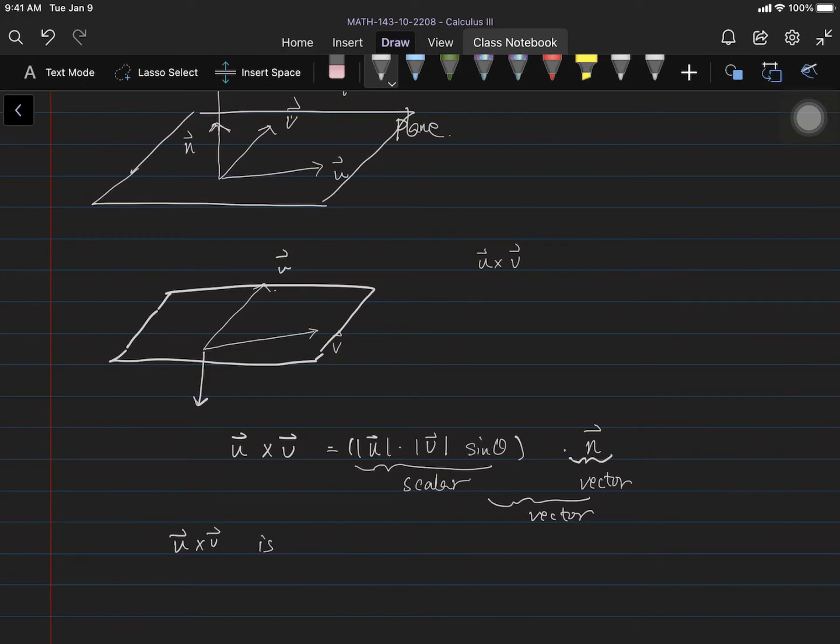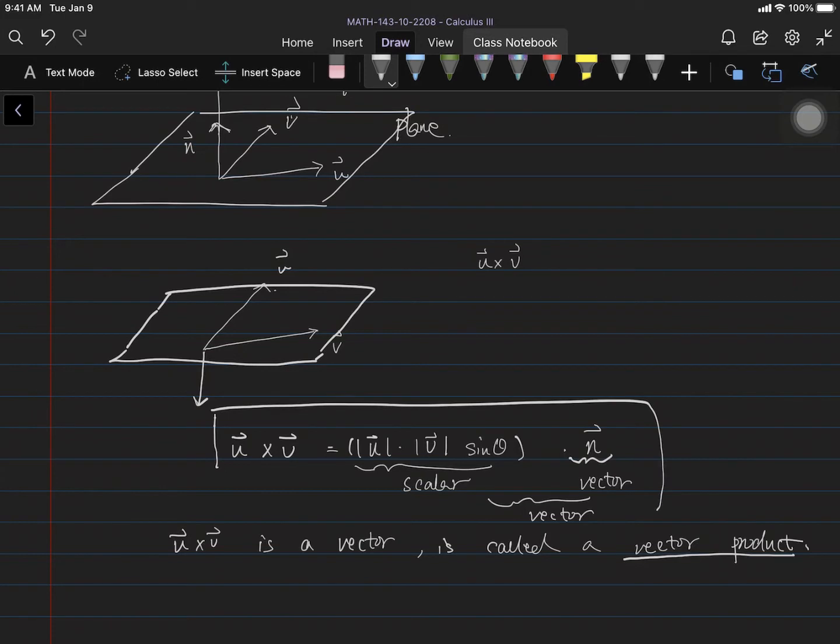So we also call this the vector product. u cross v is a vector, so it's also called a vector product. Okay, so that's the definition for the vector cross product. And what is n? What's the direction? Right-hand rule.